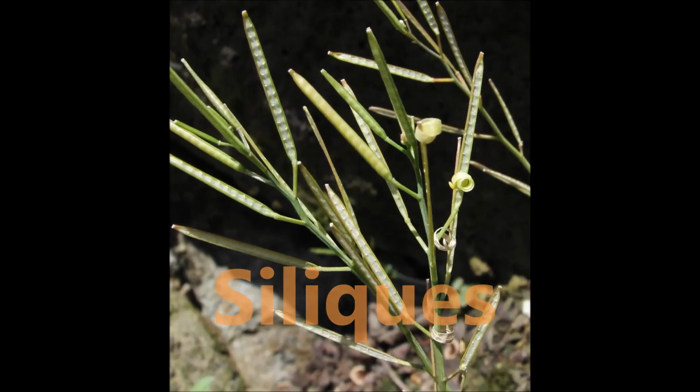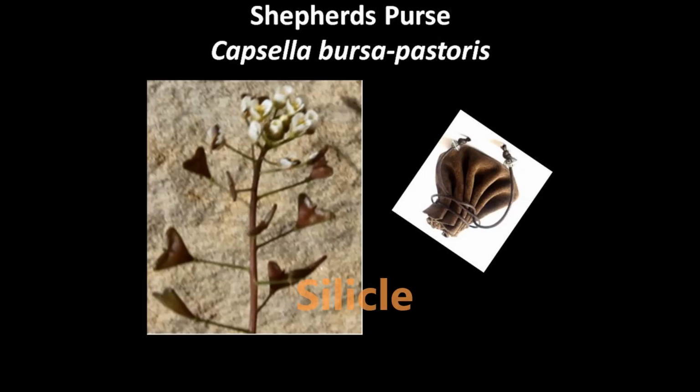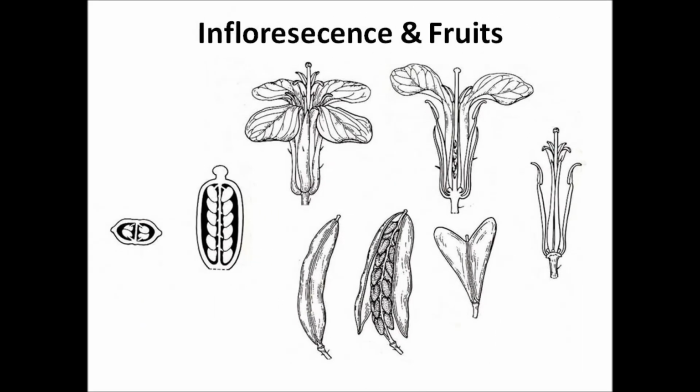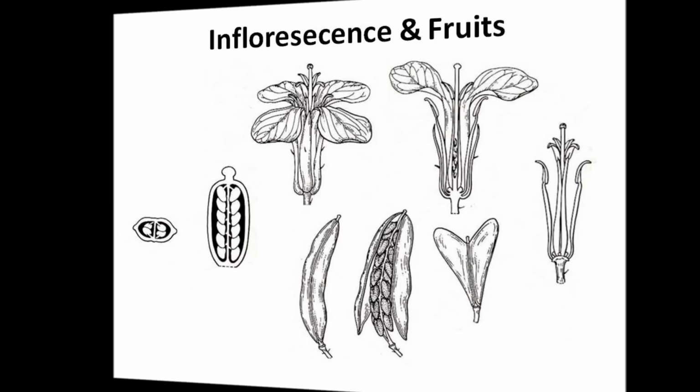The first slide illustrates the silique of a typical Cardamine. The second slide illustrates the silicle of a common plant known as shepherd's purse, so called because the silicle resembles the purse carried by a medieval shepherd.